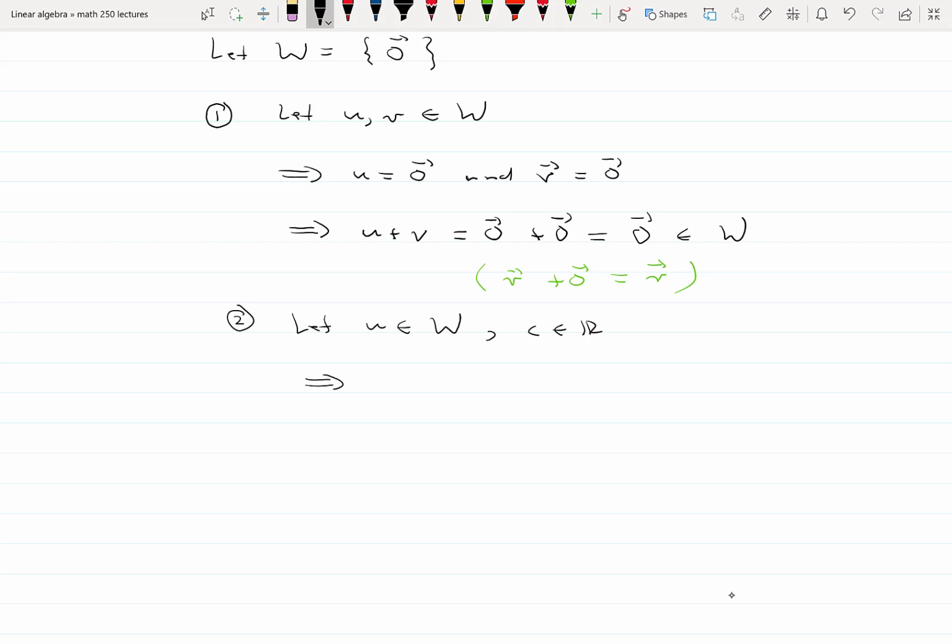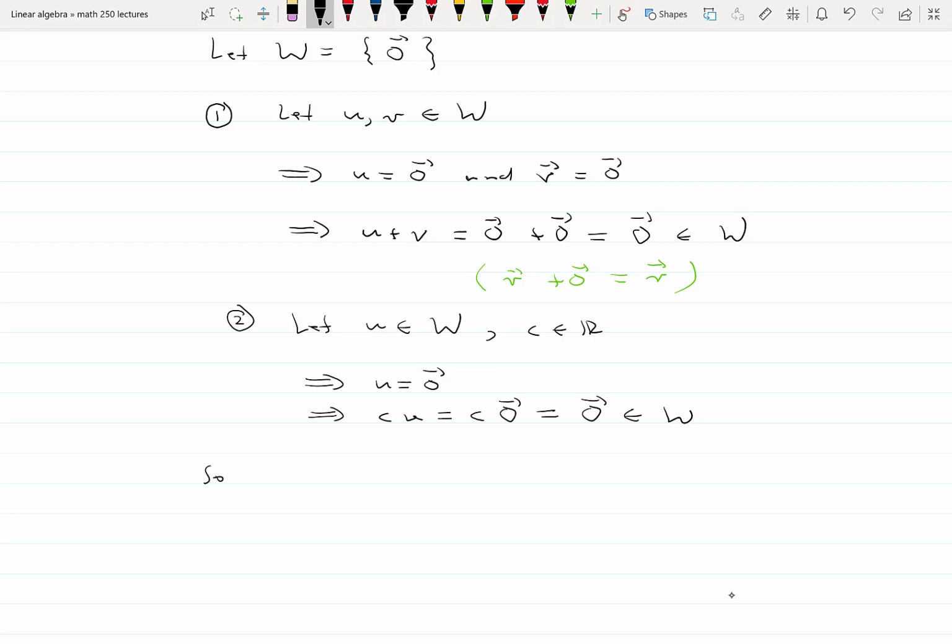If U is in there, that implies that U is the zero vector. It also implies that C times U equals C times 0. This is not one of the 8 properties, but it is a theorem we proved: C times 0 is the zero vector. I think it was theorem 2.2 in the last section. And C times U is 0, and 0 is the only thing in there. So it's in there. Done.